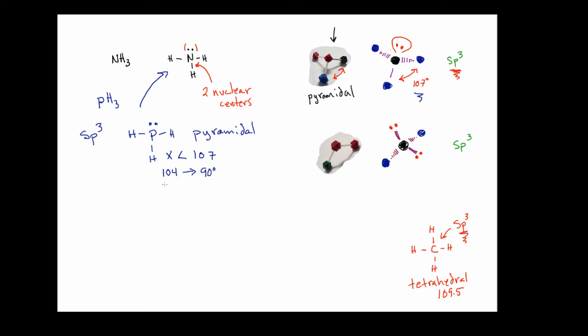Now, the reason I'm bringing this up is because you need to realize that this unshared pair of electrons up here is causing compression of the pyramidal structure of the hydrogens below it. And since hydrogen is a small atom by comparison to the nitrogen, it's going to cause a more acute angulation of these things.